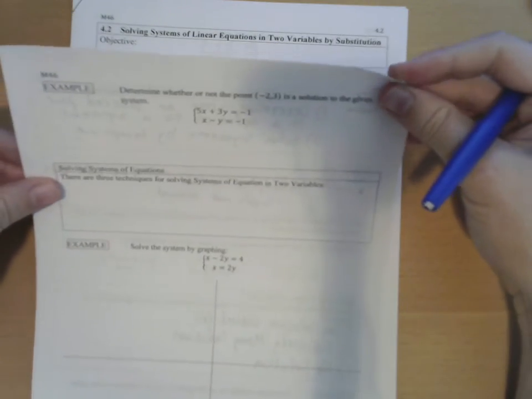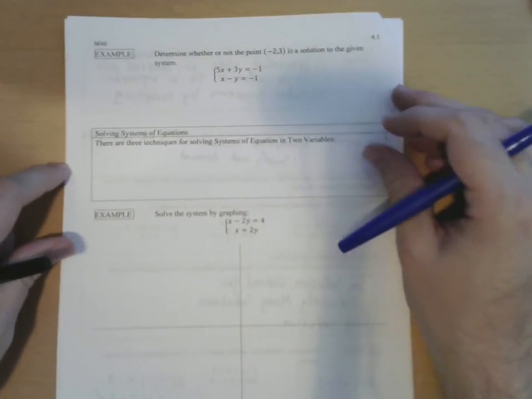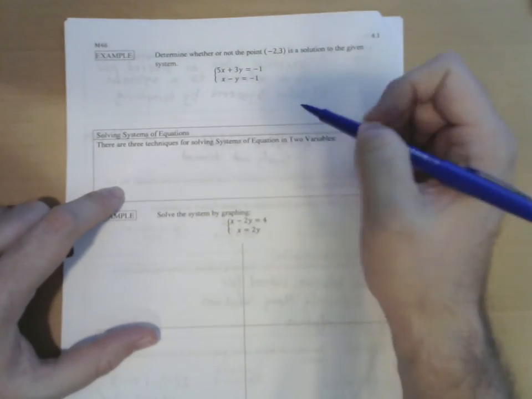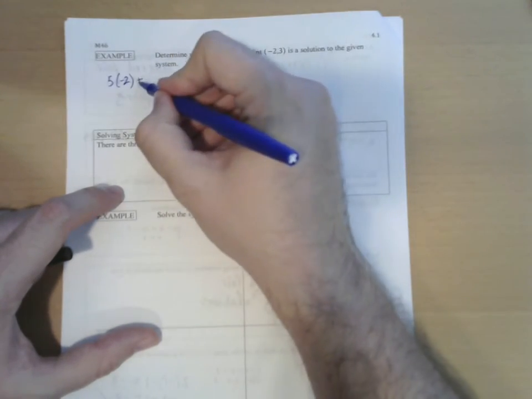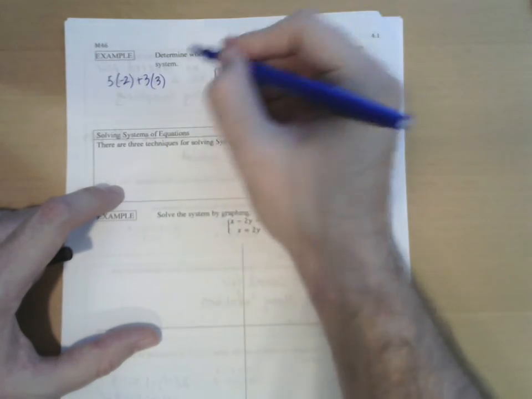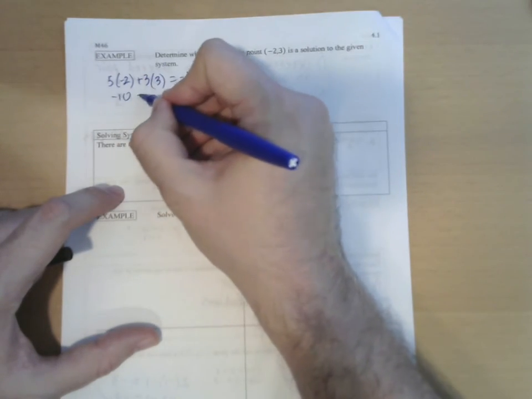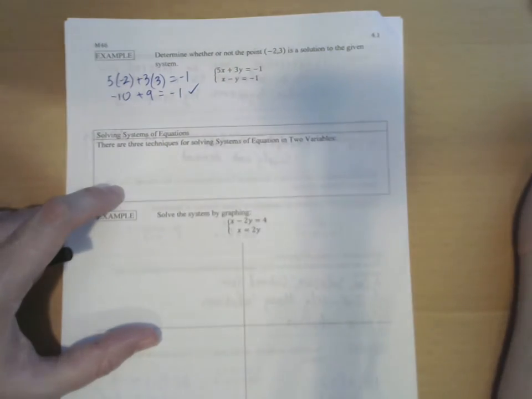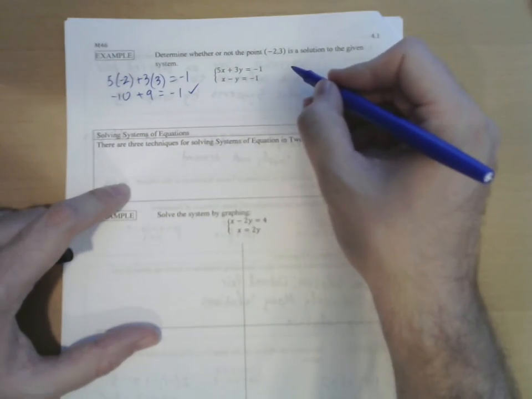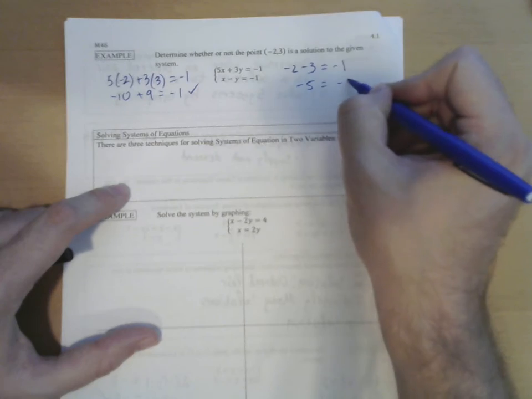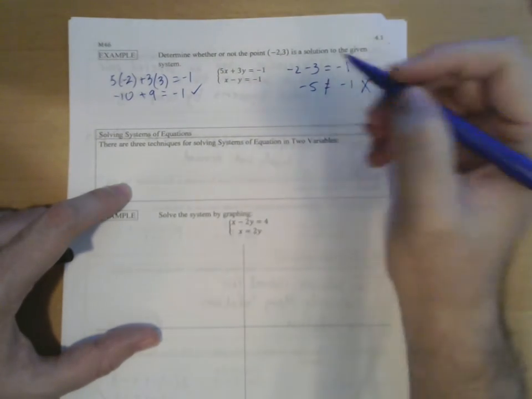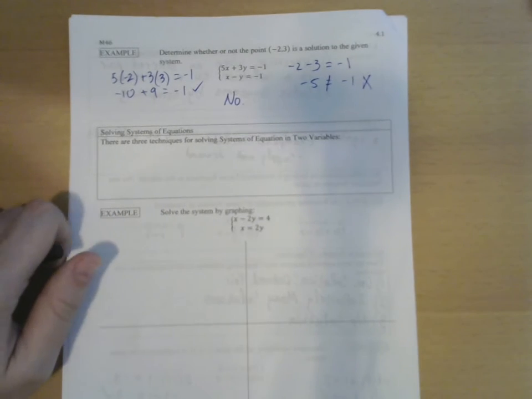So then, flipping the page here, in the next example, we determine whether or not the point negative 2, 3 is a solution to the given system. Again, it's the same process. Plug this point into each equation. So we have 5 times a negative 2 plus 3 times a positive 3, and this should equal negative 1. This is negative 10 plus 9, which does indeed equal negative 1. And plugging into the other equation, we have negative 2 minus 3 should equal negative 1. But this is negative 5, and so this does not equal negative 1. And so the answer here is no, this is not a solution.